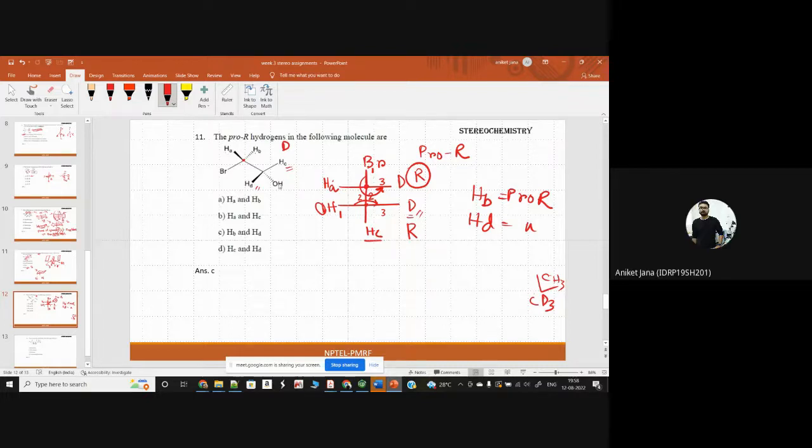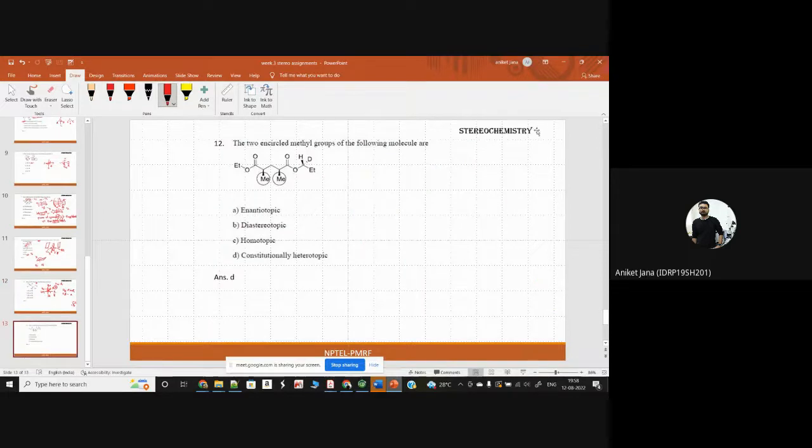So is this clear? How can we determine Re face, Si face, and pro R, pro S problem? Yes, sir. It's clear. So now coming to the last one. Now tell me what is the answer? Is this homotopic? Okay, let's first draw this in the Fischer formula, right?